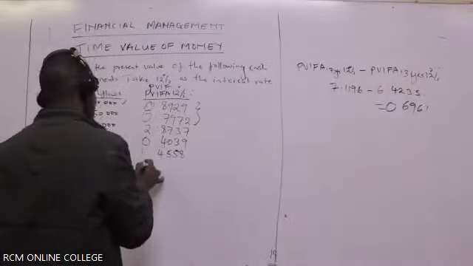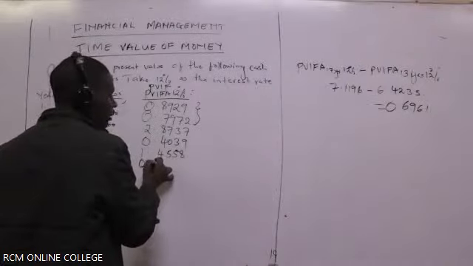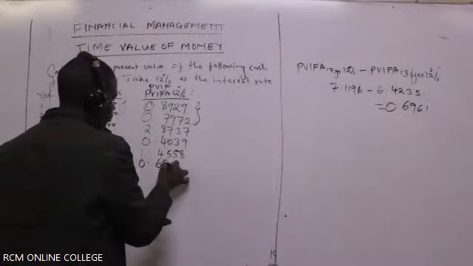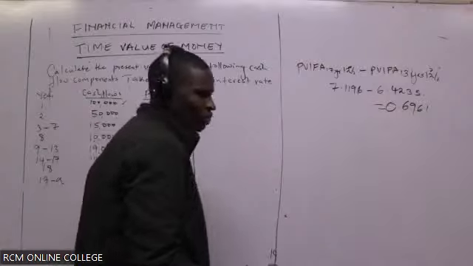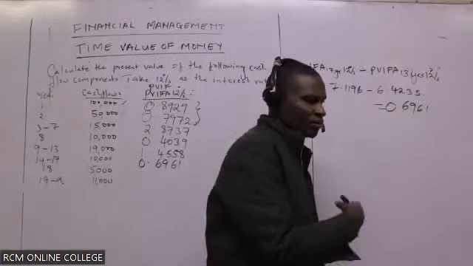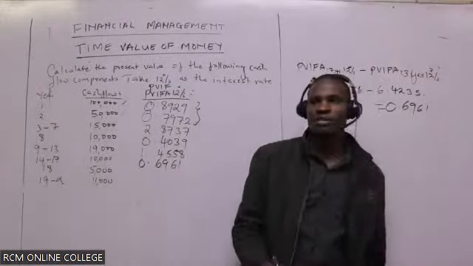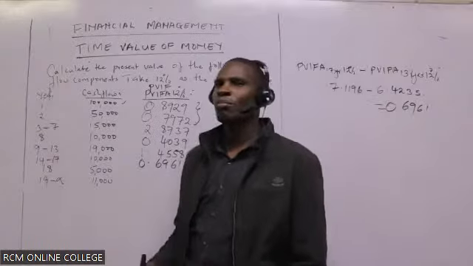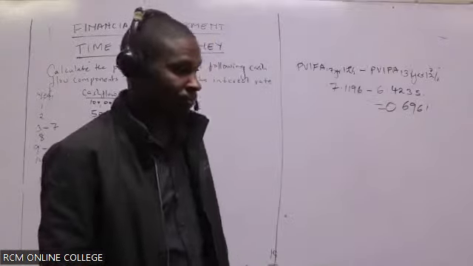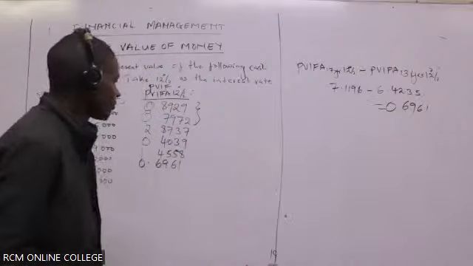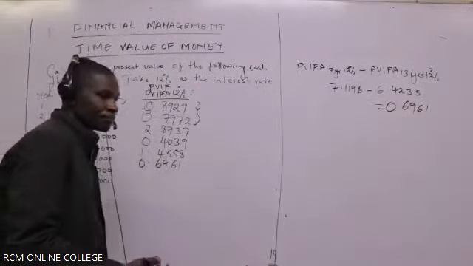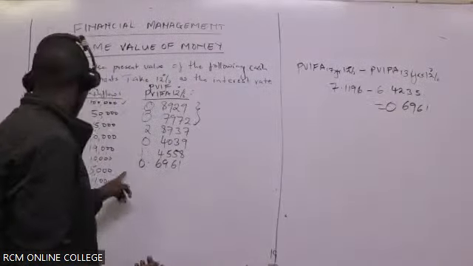The examiner cannot beat you now. You have already beaten him. This is what they bring to confuse students. Once you understand this one, discounting is finished. Next we shall be talking about compounding after this. So we go to the next one.